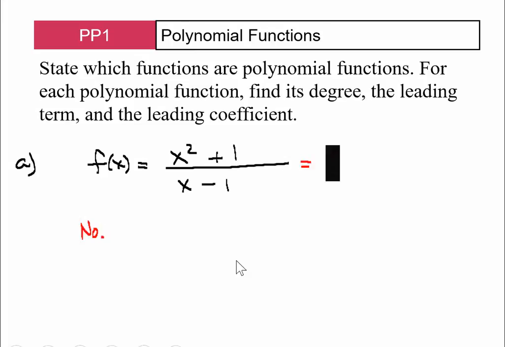Because if you were to raise that denominator up to the top, you have x minus 1 to the negative 1. This little negative 1 right here makes it not a polynomial function, because polynomial functions, by definition, have exponents that must be non-negative integers. So it could be 0, 1, 2, 3, 4, 5, but it cannot have a negative exponent as part of its factors.